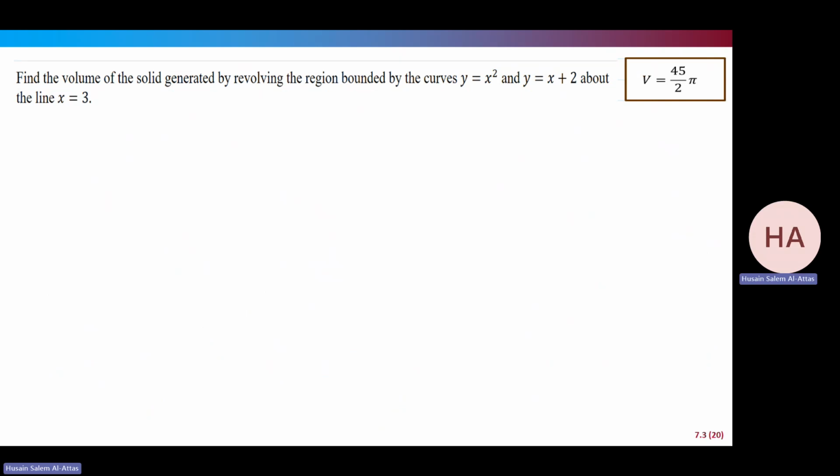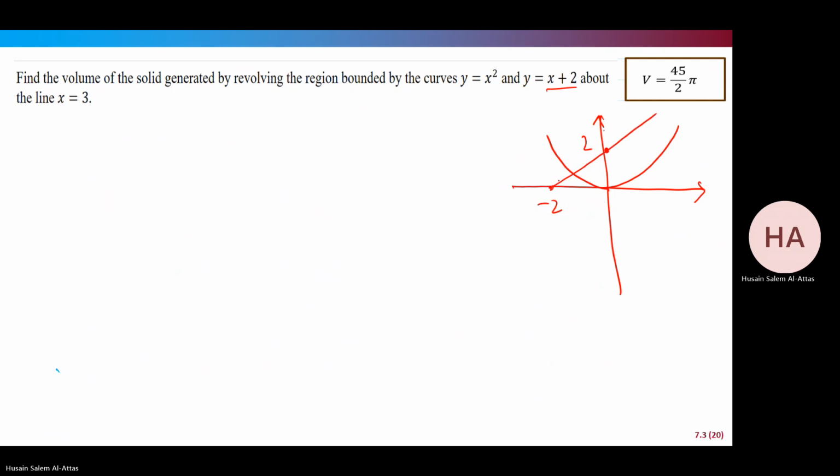Find the volume of the solid generated by revolving the region bounded by this and this about the line x equals 3. Okay, let me graph the regions as usual. That will be y equals x squared. This one at 0 it's 2, and at -2 it's 0. So this is my line.